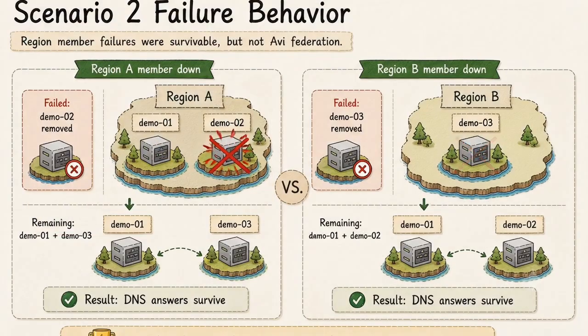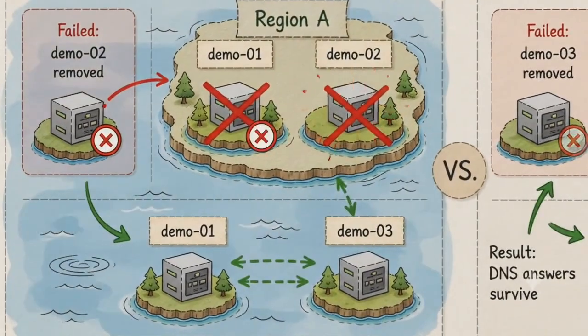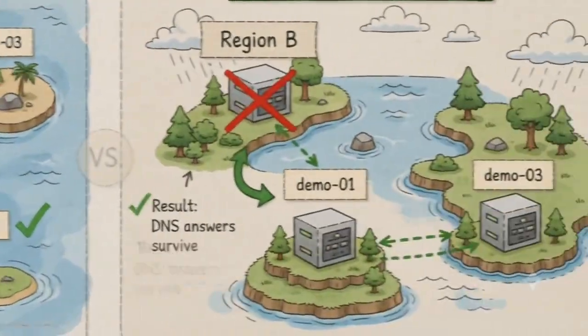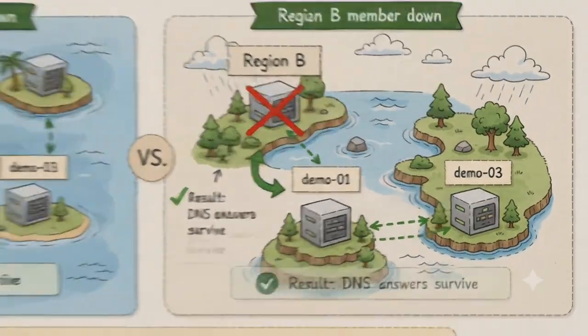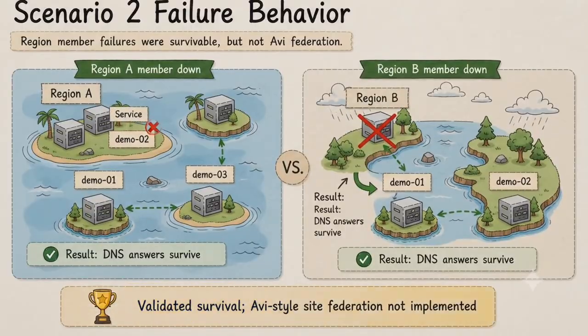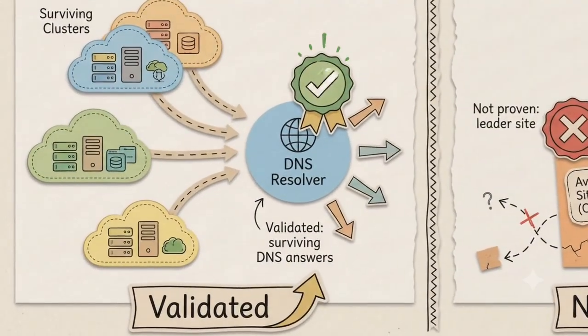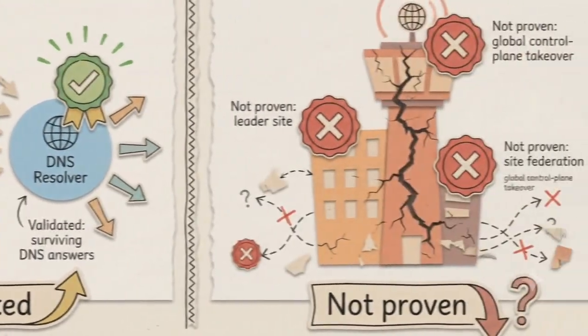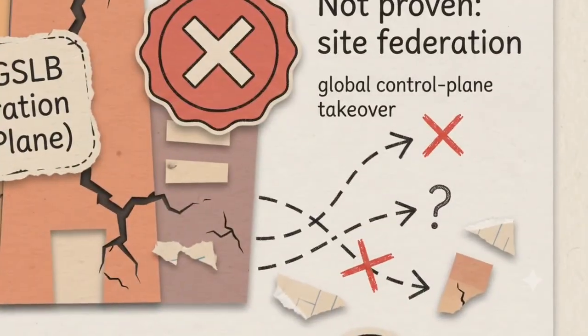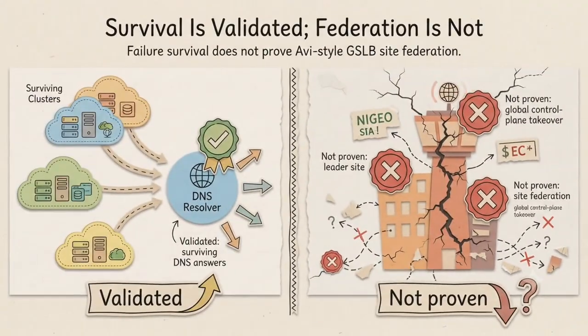Welcome to Scenario 2 failure behavior. Notice that Region A member failures were survivable. This is also true for Region B member down. But Avi-style site federation is not implemented. Survival is validated, but federation is not. Surviving clusters do not prove site federation. The global control plane takeover is still not proven.